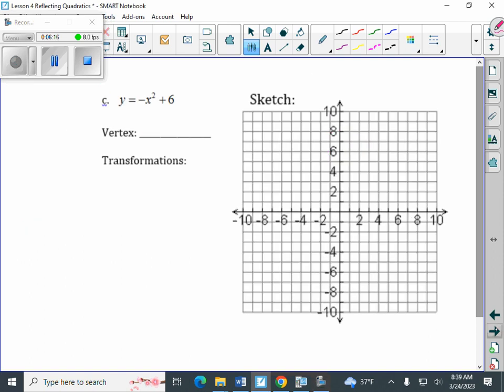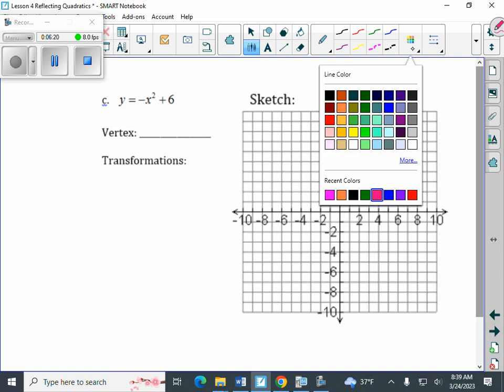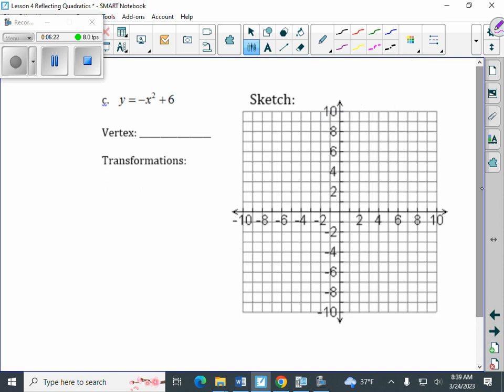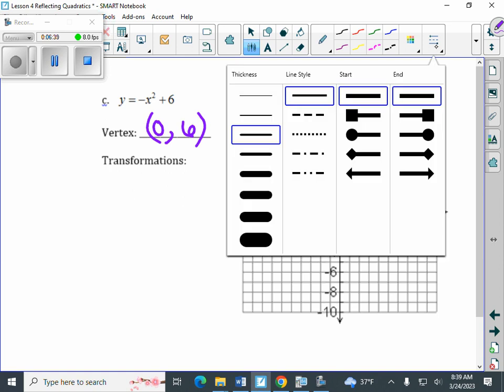Same idea on letter C. We need to identify the vertex. Well, our vertex is going to be 0, 6. There is nothing added or subtracted to our x in a parentheses. So nothing is represented by 0. Don't forget that ordered pairs have parentheses around them.